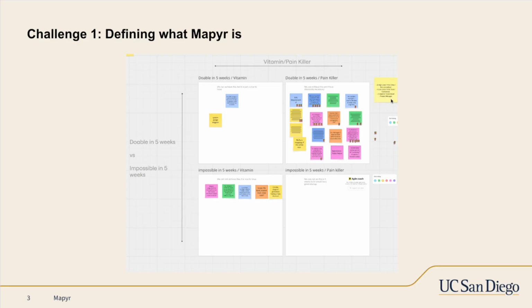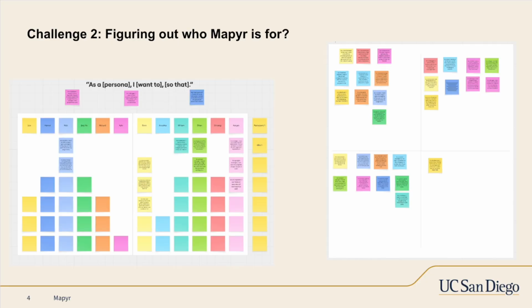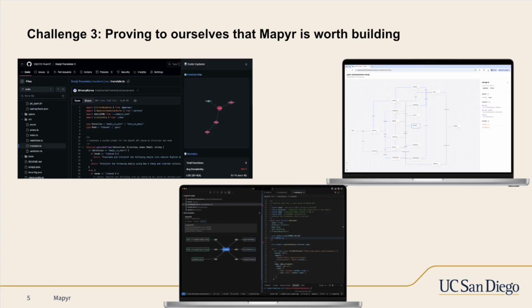The next thing we had to define was figuring out who Mapper was for. We wanted to figure this out and create user stories so we could get that validated. We grabbed all of the items from the top right corner of the matrix and we asked everyone to come up with user stories. Once everybody created about 5 to 10 user stories, we grouped them together to make sure that we know who we will be building Mapper for.